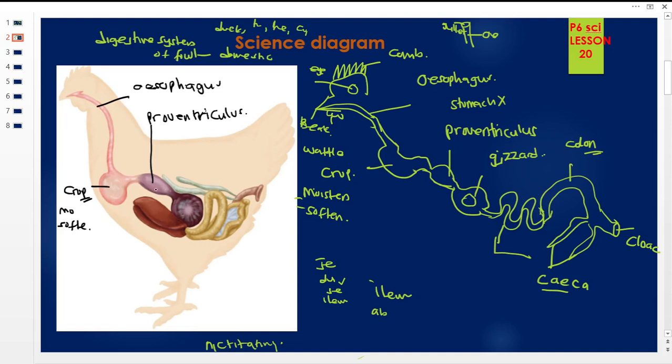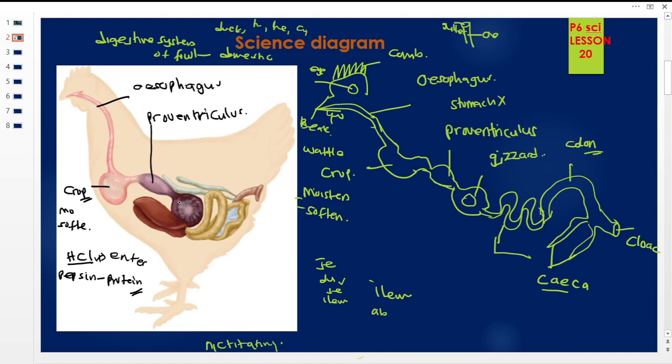Now this proventriculus is a part of the digestive system that produces hydrochloric acid, in short HCl, and also an enzyme called pepsin. This pepsin helps to digest the proteins that this bird has eaten, and this hydrochloric acid kills the germs that have entered with the food from the beak to the crop, then here. So that is called the proventriculus.